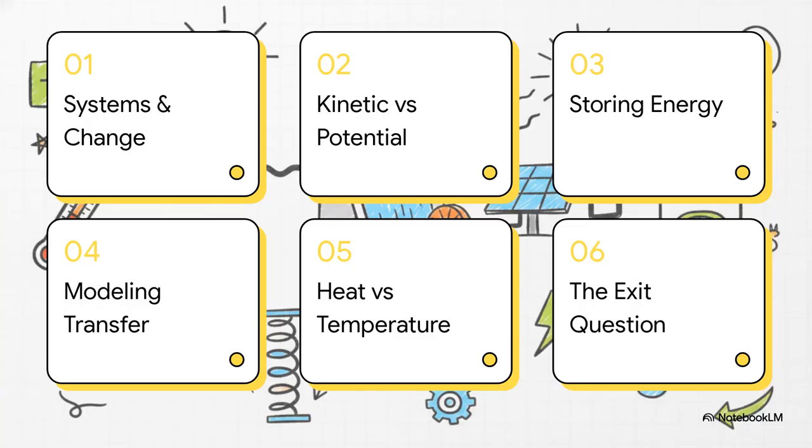Here's our roadmap for today. First, energy systems and change. Second, kinetic versus potential energy. Third, storing energy in position and chemicals. Fourth, modeling energy transfer. Fifth, a big misconception about heat versus temperature. And finally, number 6, the exit question.